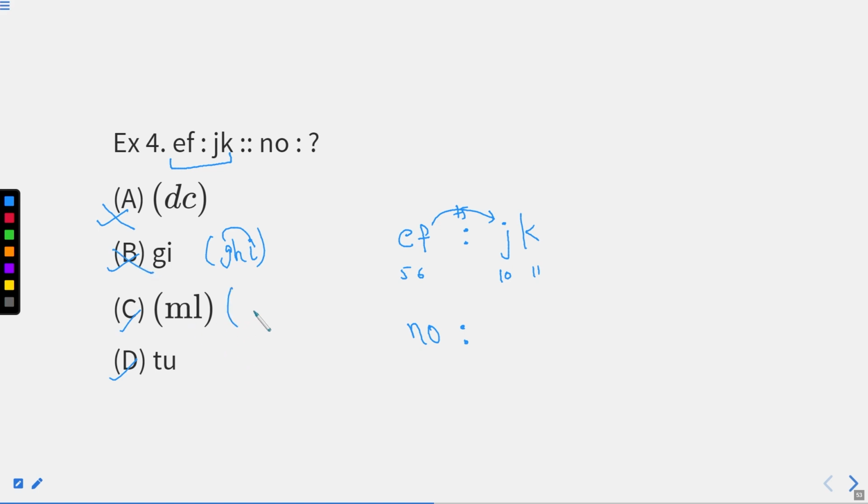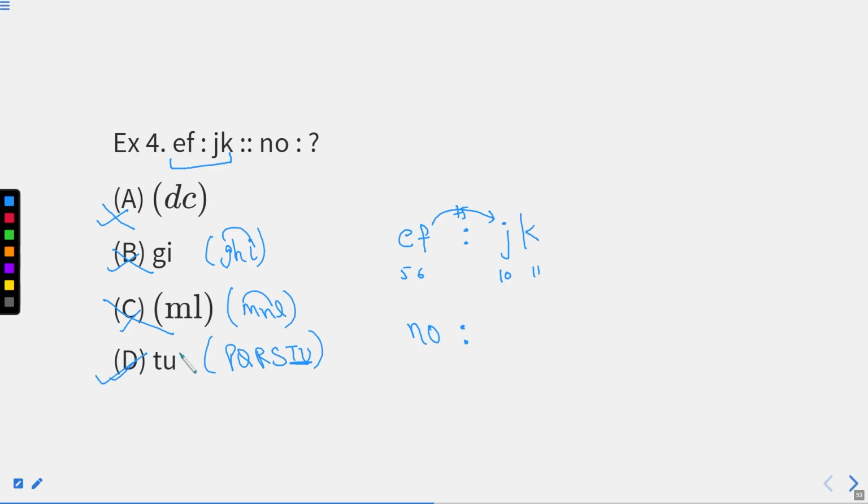M, L, we know that it is M, N, L. This is the correct sequence, not M, L, right? Again, this will be eliminated. We know that P, Q, R, S, T, U. You can see T, U is as per the alphabetical series. So, option D will be your answer, right?